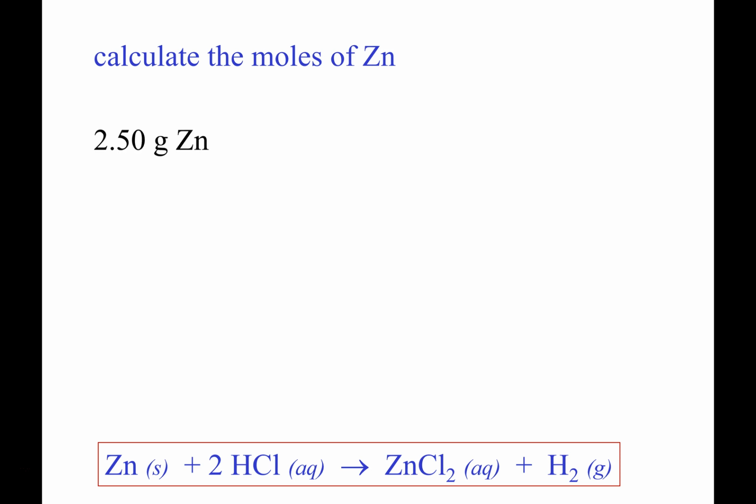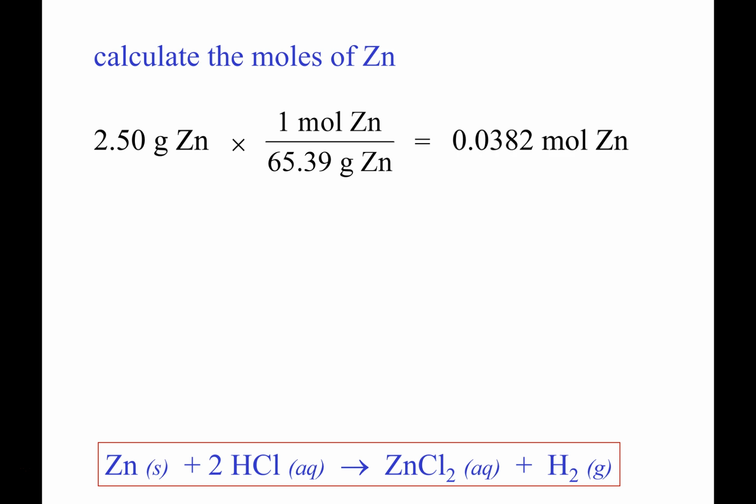So we're going to go from moles of zinc to moles of hydrogen gas. So from the periodic table, the molar mass of zinc you'd find is 65.39 grams per mole. So 2.50 grams of zinc times 1 mole of zinc per 65.39 grams of zinc. 3 sig figs. Now you're looking at 0.0382 moles of zinc. And now you'd be like, well, all right, the stoichiometric coefficient is 1 to 1, so I got it. That's the moles of H2, and you're right.